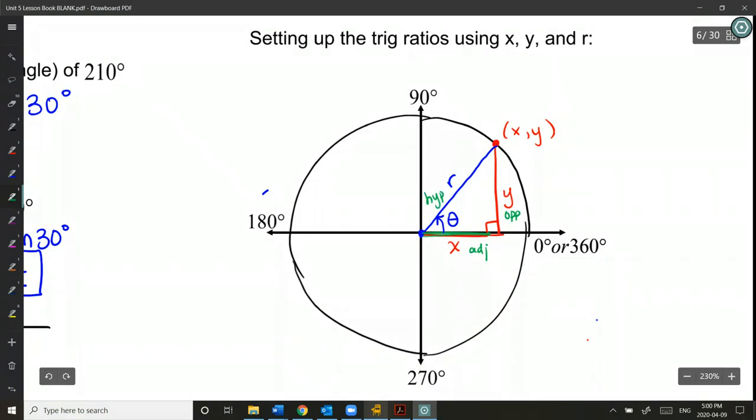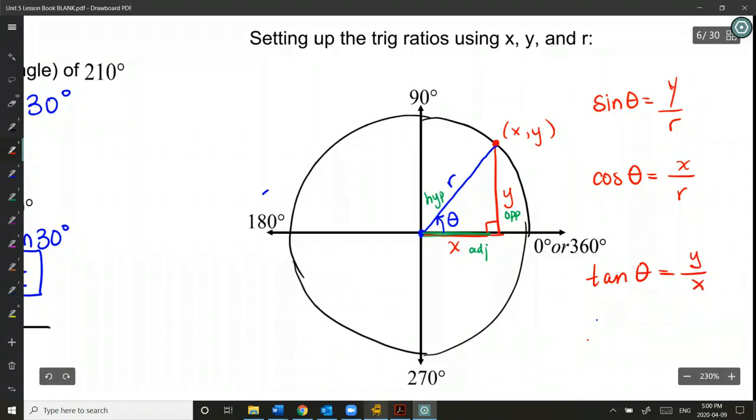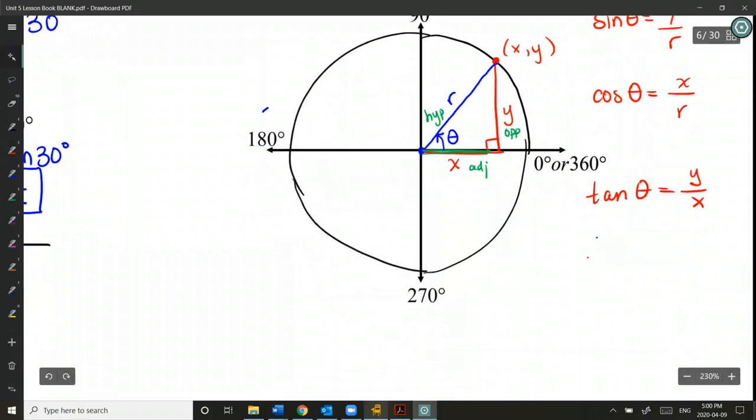So if I'm interested in using SOHCAHTOA to set up my trig ratios in terms of a specific point x, y, and the radius of my circle, I can set them up as follows. Sine of theta is equal to opposite over hypotenuse, or in this case, y over r. Cos of theta is equal to adjacent over hypotenuse, or with our labels, x over r. And tan of theta is equal to opposite over adjacent, or in this case, y over x. I also know, because this is a right angle triangle, that the Pythagorean theorem stands, which means x squared plus y squared should be equal to r squared.